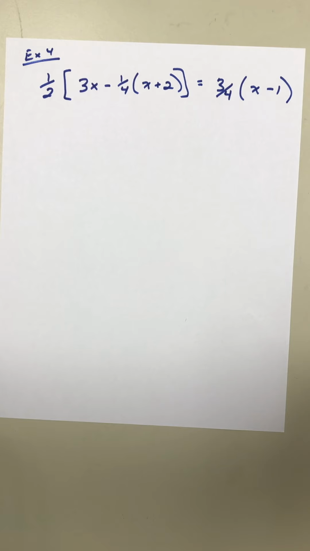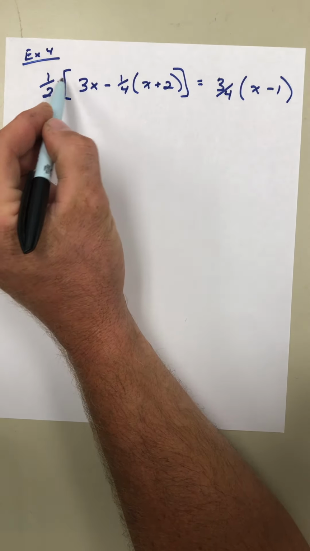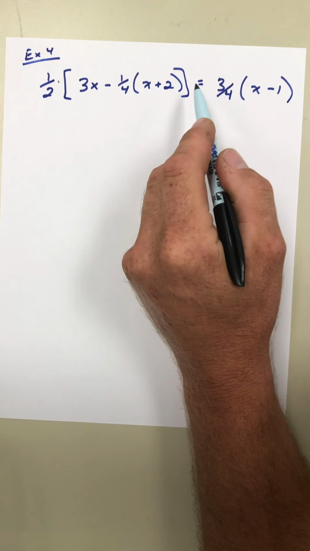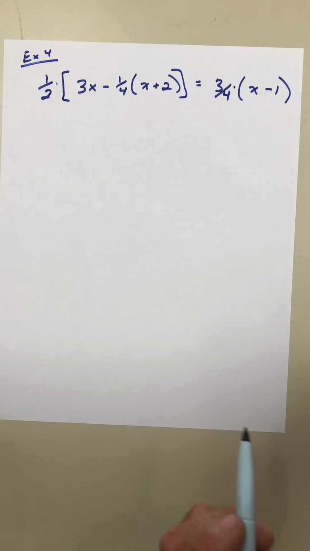If you change them to decimals, you may have to round, and it becomes a little more complicated, and you don't get an exact answer at the end. So what can we do to eliminate some of our fractions? Well, if we read this, it's 1/2 times this quantity. And on the right side, we have 3/4 times this quantity.